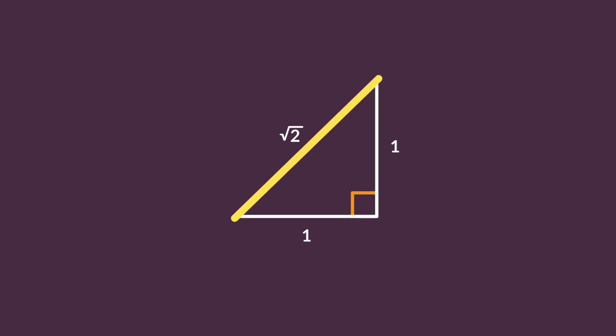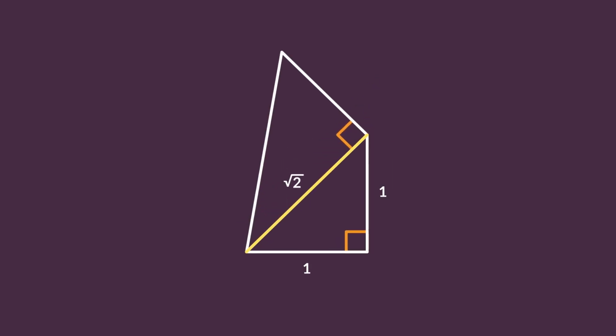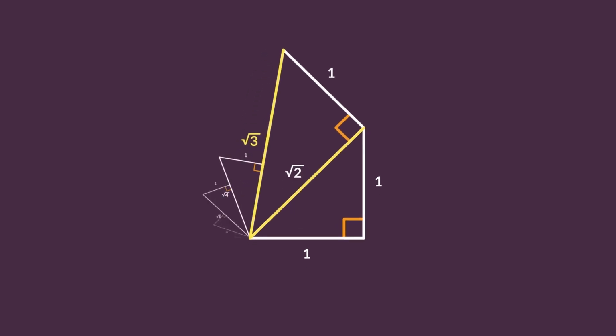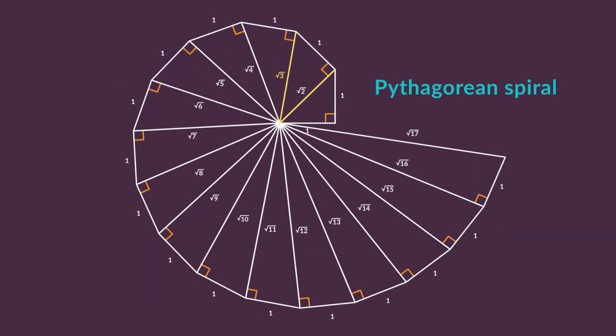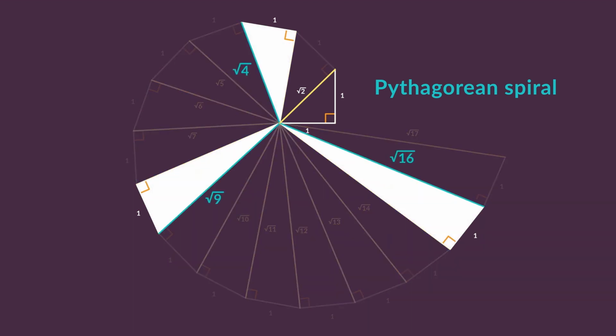The hypotenuse method can be used to show the roots of whole numbers from the square root of 2 and upwards. If we draw another right-angled triangle with a side of 1 unit on the hypotenuse of our constructed square root of 2, then the new hypotenuse would be equal to the square root of 3, and we can carry on in this way. This is called a Pythagorean spiral. The square root of any whole number that is not a perfect square is an irrational number, so many of these lengths are irrational. The exceptions, of course, are the roots of perfect squares such as 4, 9, and 16.